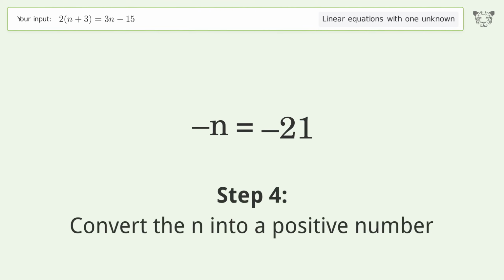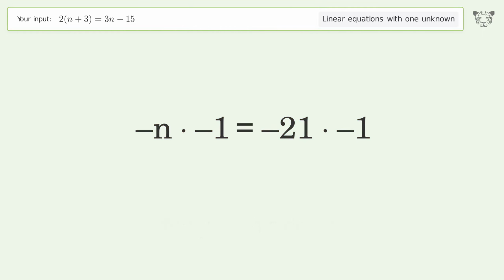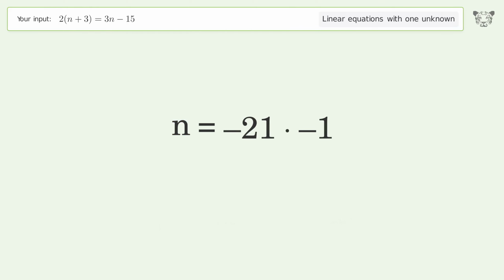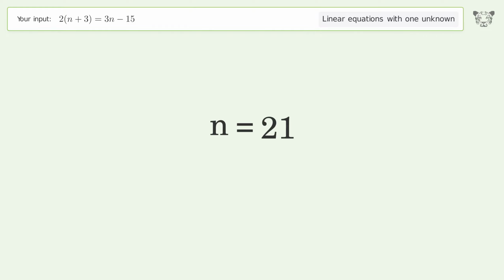Convert the n into a positive number. Multiply both sides by -1. Remove the ones. Simplify the arithmetic. And so the final result is n equals 21.